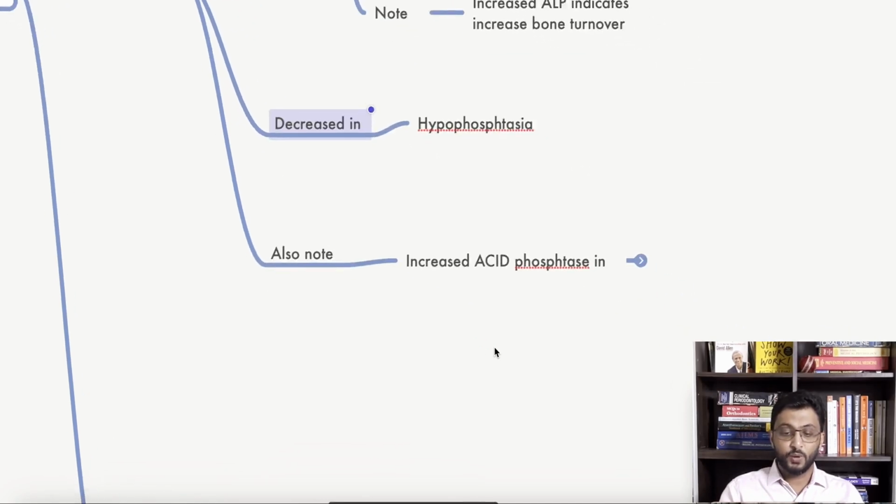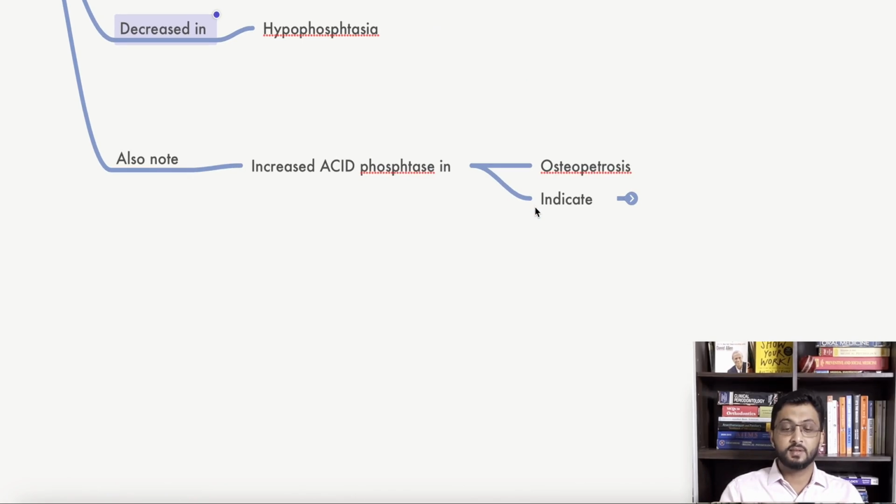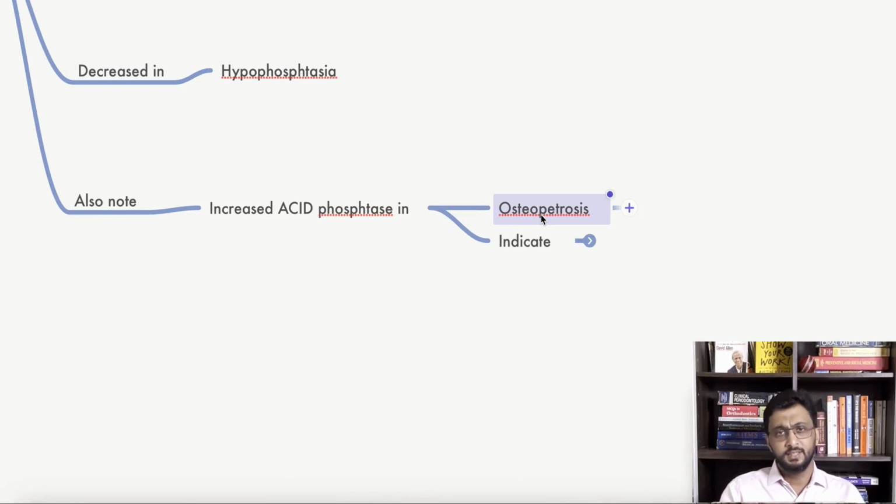Also note, I just want to add here something known as acid phosphatase. Acid phosphatase is increased in, just an additional point to connect, osteopetrosis. And please note, increased acid phosphatase indicates decreased bone resorption, and that is what is happening in osteopetrosis. Those who have studied oral pathology, what is happening in osteopetrosis? There is an osteoclast defect, so there is no bone resorption. So basically, acid phosphatase indicates decreased bone resorption.